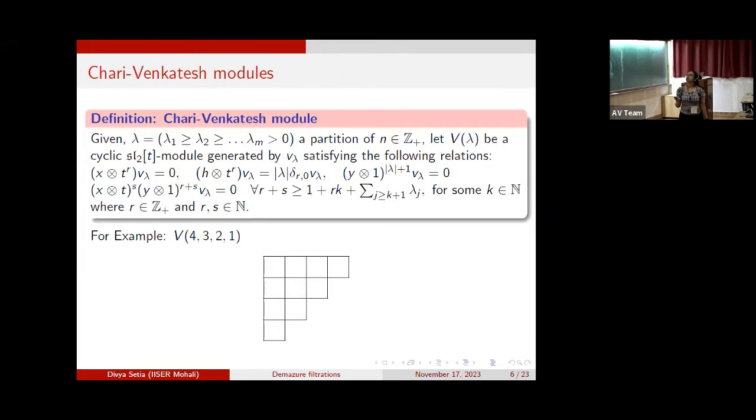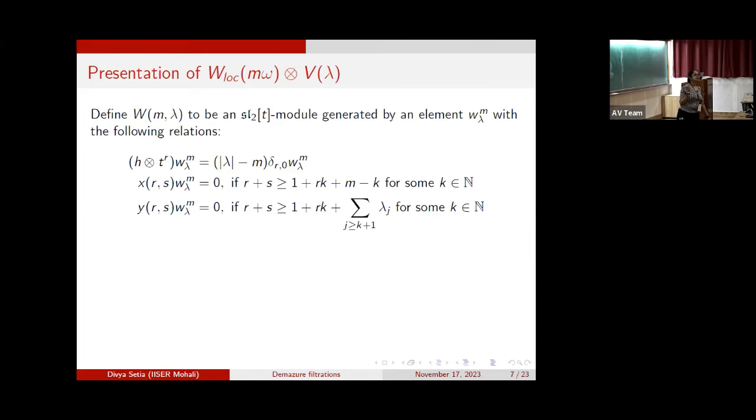And then there's also a notion of Chari-Venkatesh module. This is also a quotient of a local Weyl module, and it's a beautiful notion which was introduced by Chari and Venkatesh. I'll define it in the case of sl2[t], but this notion has been defined in general. So if we take a partition, corresponding to every partition we can define a module V(lambda), which is a cyclic sl2[t] module generated by the vector v lambda. All the local Weyl relations will be there, and then there are certain extra relations which are known as the XRS relations. So we can identify them. For example, if we have a partition like 3, 2, 1, then we can define our Chari-Venkatesh module corresponding to this, V(4, 3, 2, 1). And why is this beautiful? Because the local Weyl modules, Demazure modules, and truncated local Weyl modules all become isomorphic to the Chari-Venkatesh module for certain partitions.